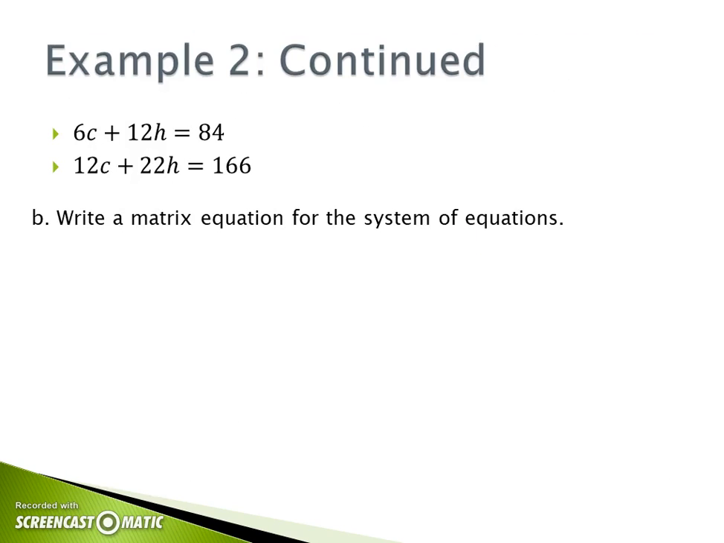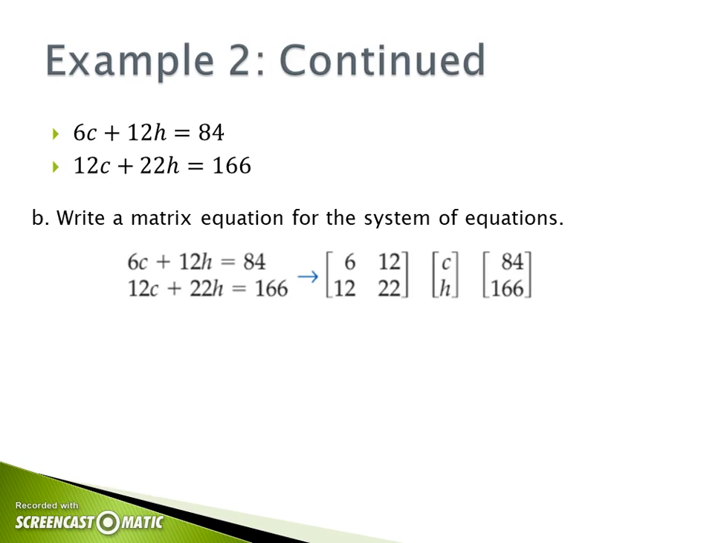Next, we're going to write a matrix equation for the system of equations. So here's our system. The coefficients are 6, 12, 12, 22. The variables are C and H. And the constants are 84 and 166. So we're going to multiply the coefficients by the variables, which equals the constant. You'll solve this matrix equation in exercise 11, so we're going to jump into solving systems of equations.